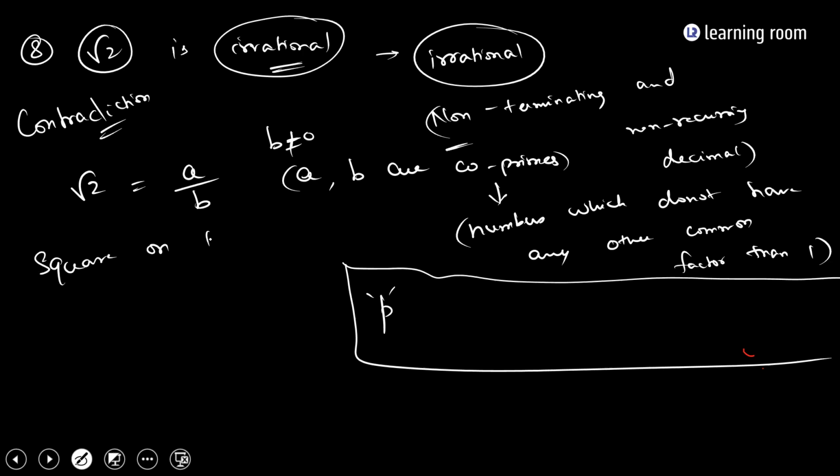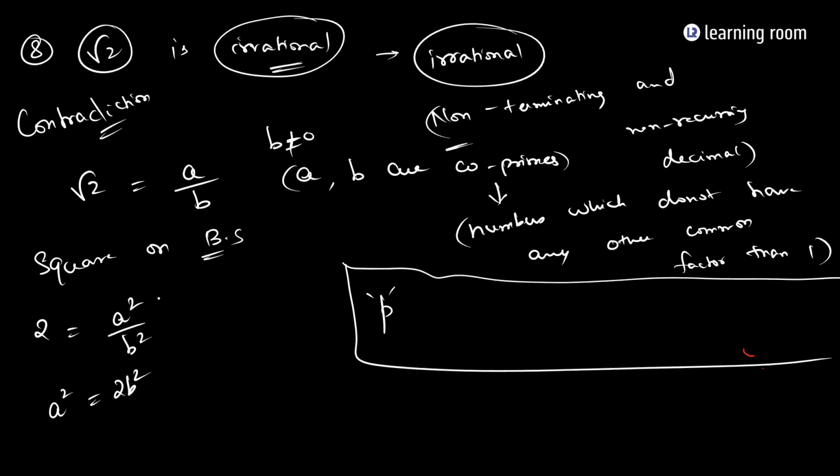Square on both sides. If I square on both sides, what am I going to get? 2 will be equal to A square by B square. From here, how do I use the theorem? 2B square is equal to A square. So A square is equal to 2B square means I'm able to write A square as a multiple of 2. So from here, what can I conclude? 2 can divide A square.